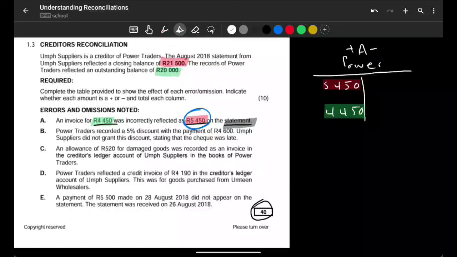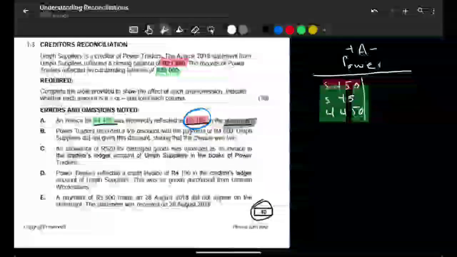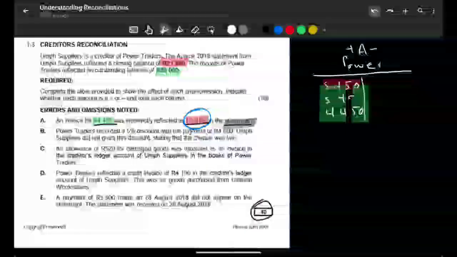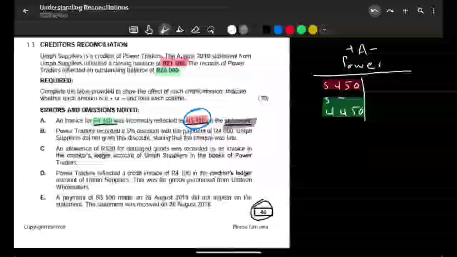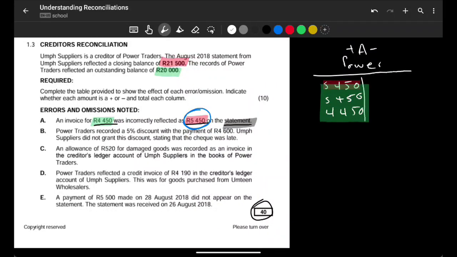My question now is, are you going to add 5,450 here? Alright, we know it's the middle one. Are you going to add 5,450 there?